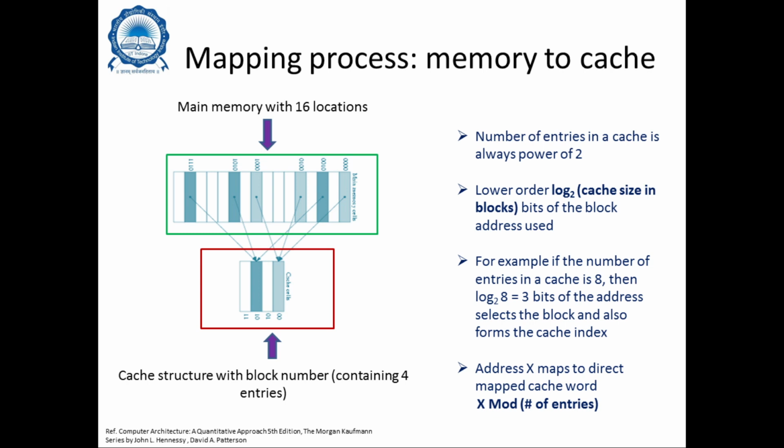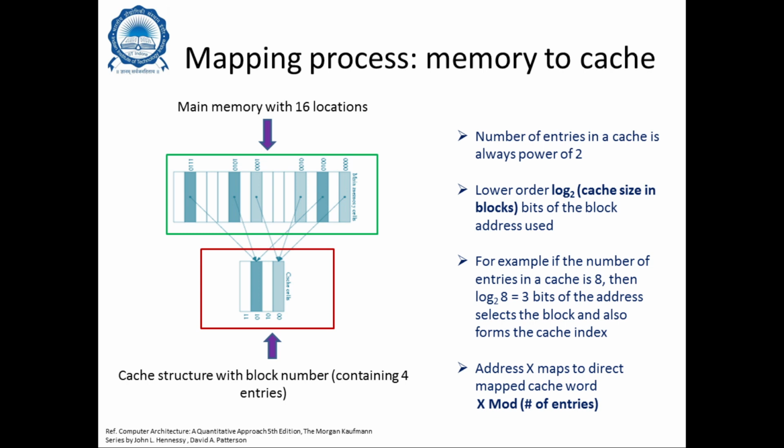Now in this case, since the number of entries is 4, it will be log2 of 4, which is 2 bits of the main memory address that selects the block and forms the cache index. For example, the lower order 2 bits you can see have been mapped. First, in case of the location 0000, the lower order 2 bits are 00, so that is mapped here, which is the light blue structure. The next is 0100.